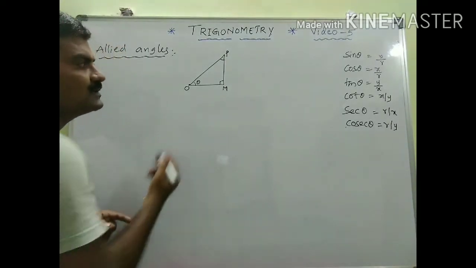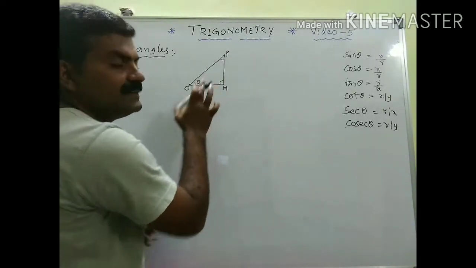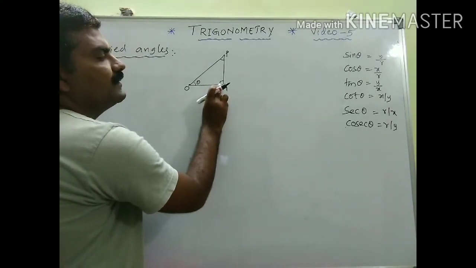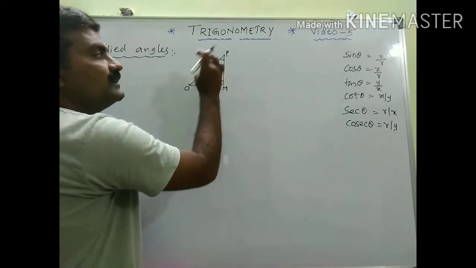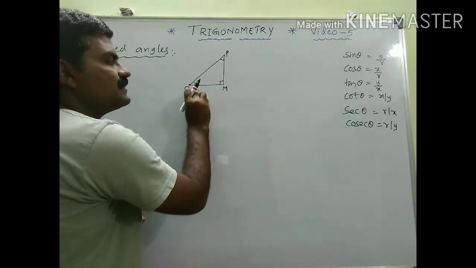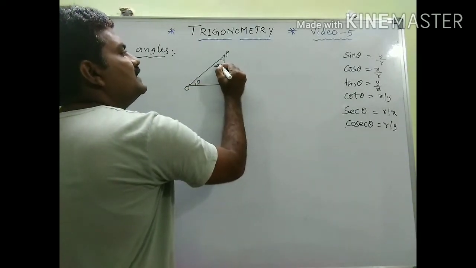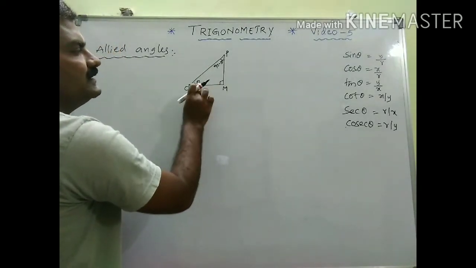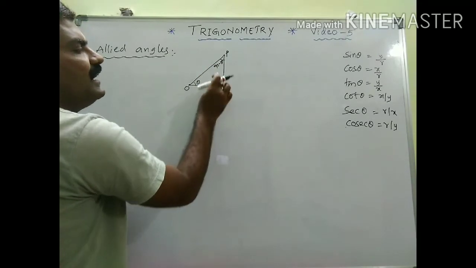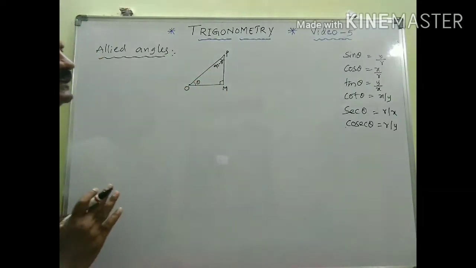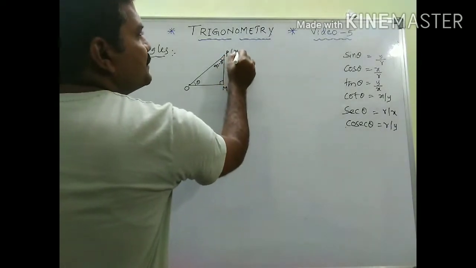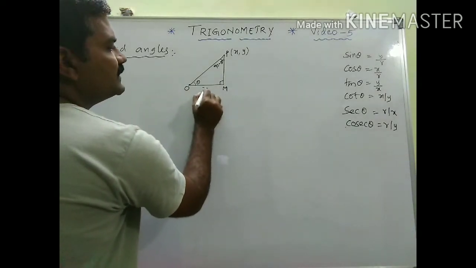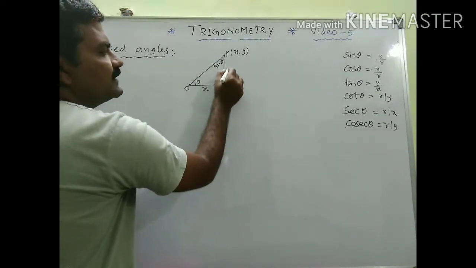Since the sum of the three angles in a triangle is 180 degrees, and one is already 90, the rest of the two together should be 90. One of them is already theta, so no doubt this angle should be 90 minus theta. If you add all three, theta plus 90 minus theta, which is 90, plus the right angle 90, gives 180. Clear? And as usual, consider P(x, y) a point in the first quadrant. Then OM is x and PM is y.